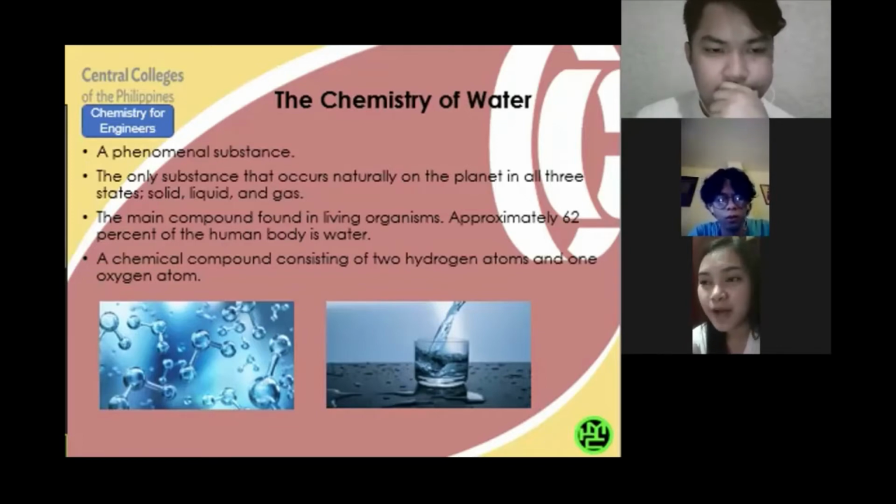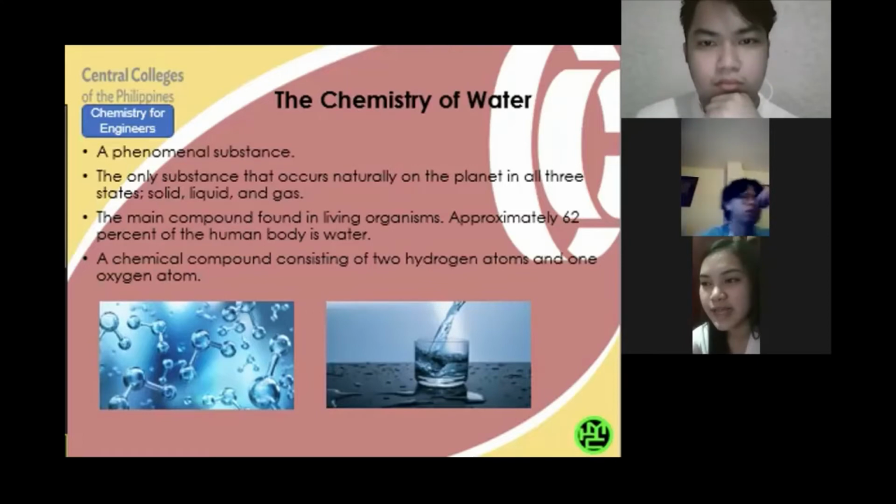At alam niyo rin ba ang pinaka-main compound na makikita natin sa living organisms ay ang tubig, na kung saan around 62% sa ating katawan ay consist ng tubig. At isa pa, ito rin yung chemical compound na gawa o consist sa tatlong atoms kasi dalawang hydrogen tsaka isang oxygen atom. So, next slide.